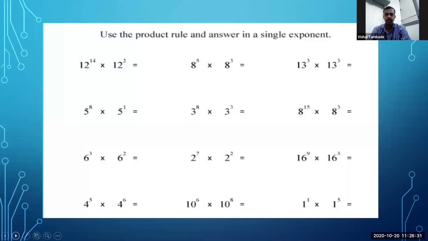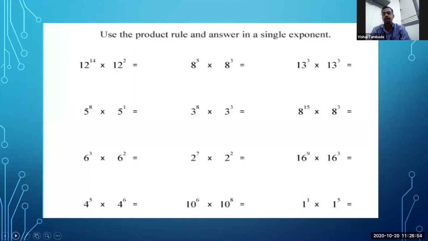Very good. Next one, 4 raised to the power 5 multiplied by 4 raised to the power 6. 4 raised to the power 11. Very nice. Because we take 4 one time and add the powers, 5 plus 6 is 11. Means our answer is 4 raised to the power 11.